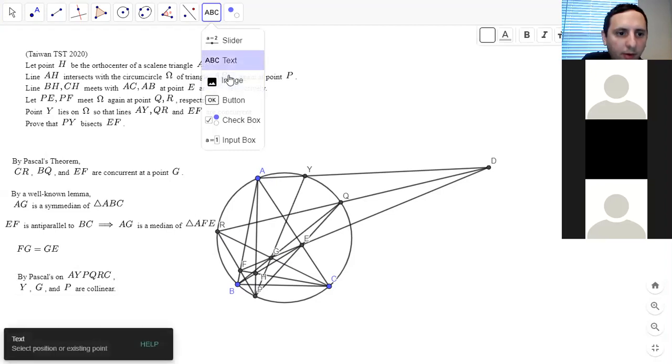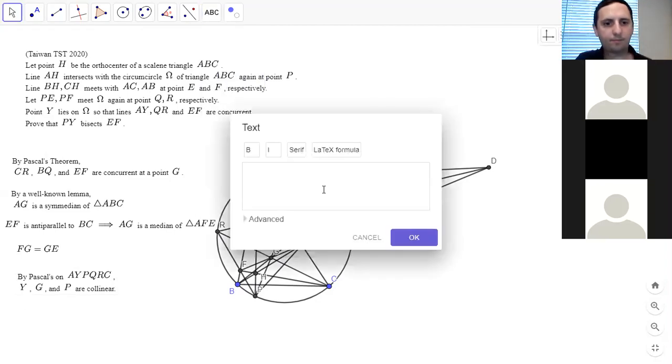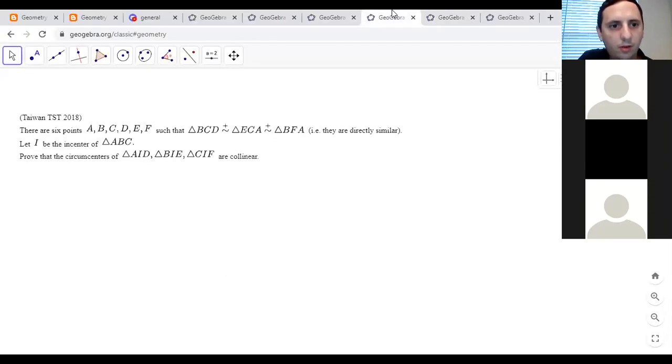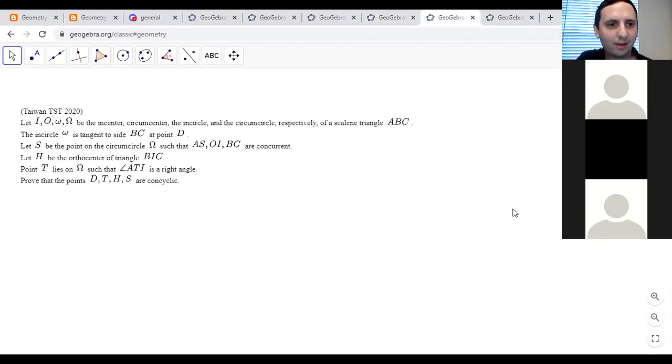All right, I'm going to move on to the next one. So this one's kind of interesting, but it takes a while to draw. That's the only problem I have with it.